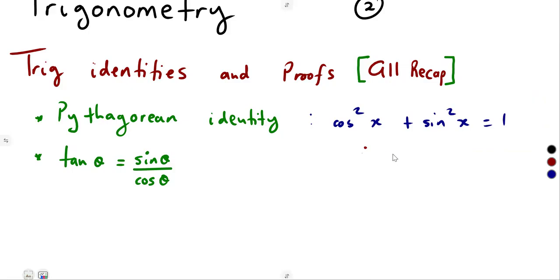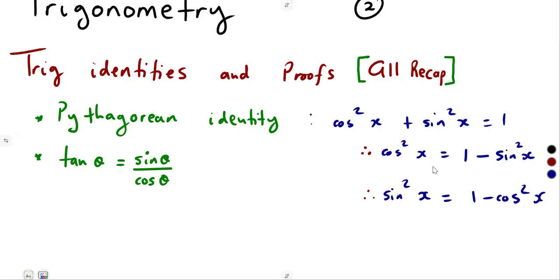So therefore, from this part, cos squared of x is equal to what? Take the sine squared, it is going to be negative on the other side. So that's 1 minus the sine squared of x. We can as well make the sine squared the subject. So it follows that the sine squared of x will be equal to 1 minus cos squared of x. We're going to take this to the other side.